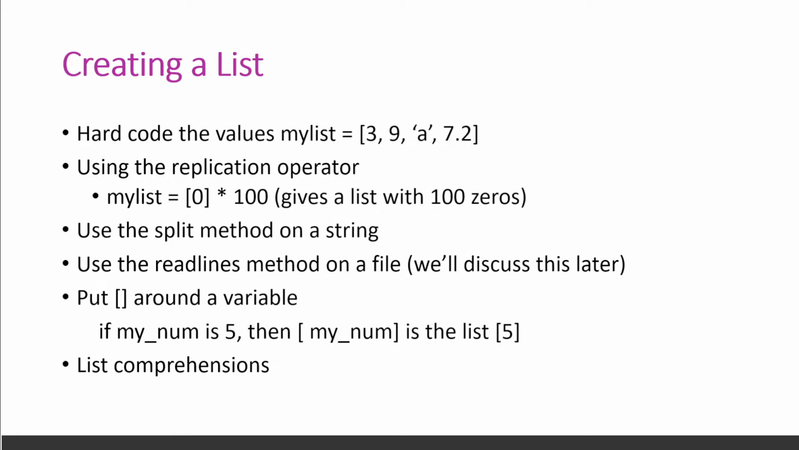So in this case here, I've created a list with 100 zeros, by having a single list with a single zero in it and then multiplying that times 100. That gives me a list with 100 zeros that I can work with. Which is fun, right? Because there are instances in which we would use this.